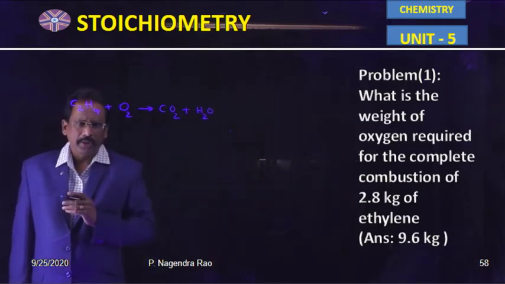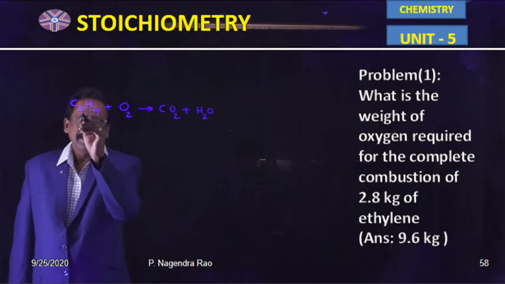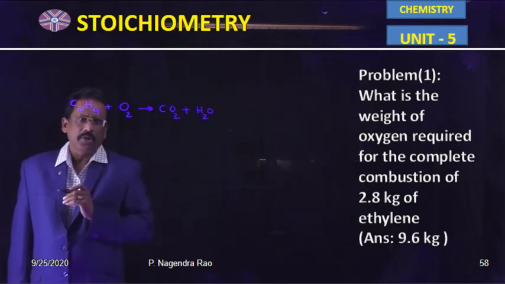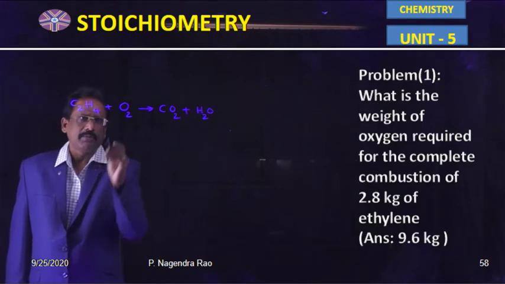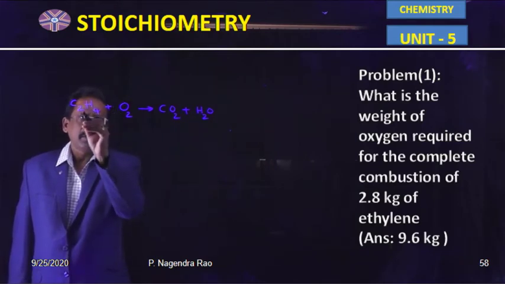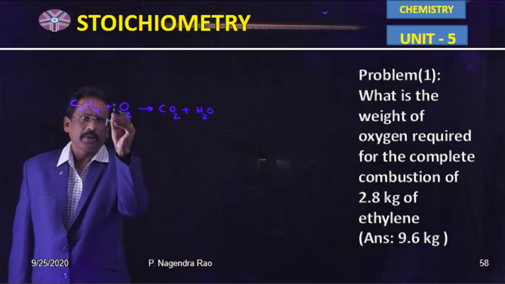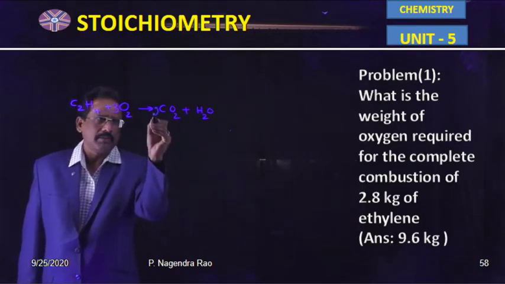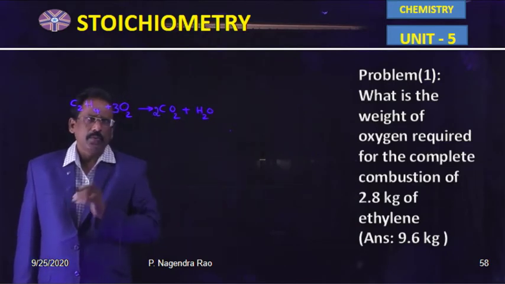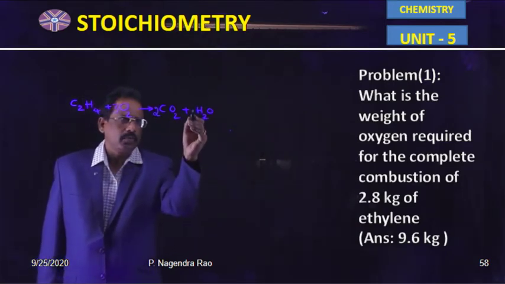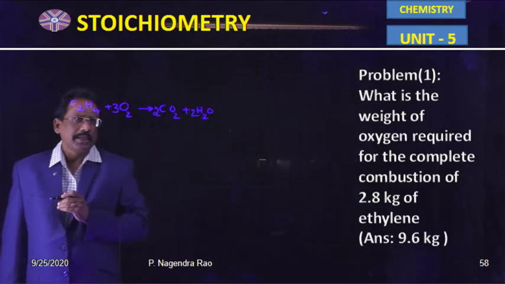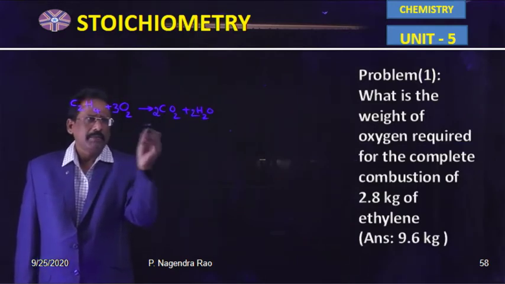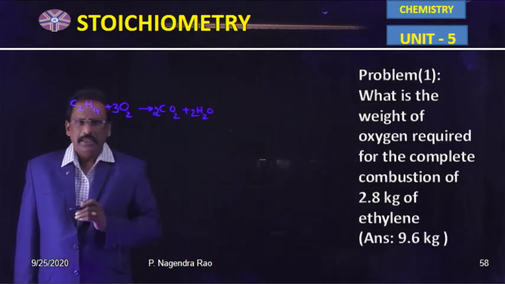1 mole of ethylene requires x plus y by 4 moles of O2. That means 2 plus 4 by 4, 3 moles of O2, and produces x moles of CO2 and y by 2 moles of water vapor. Now this is the complete balanced reaction.